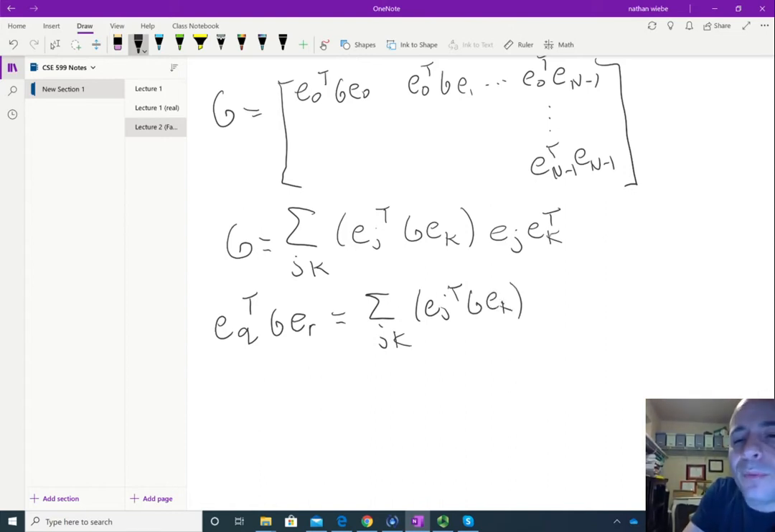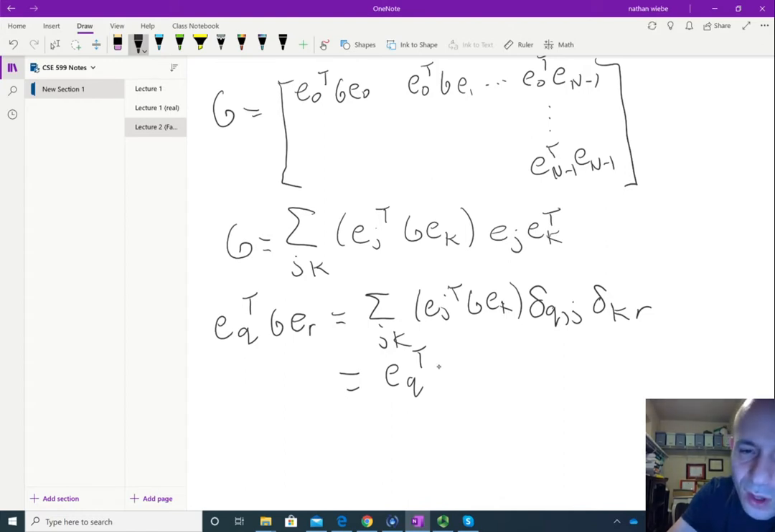But again, remember that we've got an orthonormal basis here. So because we've got an orthonormal basis, the inner product between EQ and EJ is the Kronecker delta function, delta QJ. Similarly, ER and EK is delta KR, right? And so then, using the fact that the sum of the Kronecker delta function just ends up giving us the function evaluated at the point, this is, of course, EQ transpose G ER.